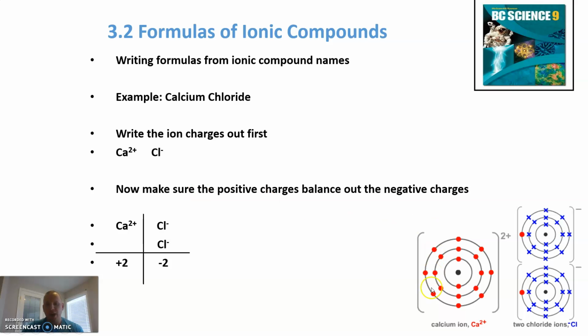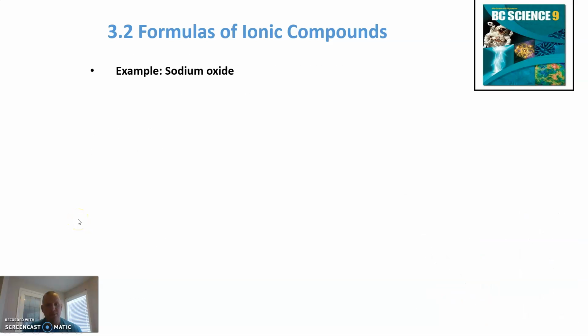Here's a Bohr diagram of what that would look like. Calcium would give away 2 electrons, 1 to one chlorine, 1 to another. Now they're all happy. So we know there's 1 calcium atom and there's 2 chlorine atoms. So we write out the formula as CaCl2, the little 2 down there.